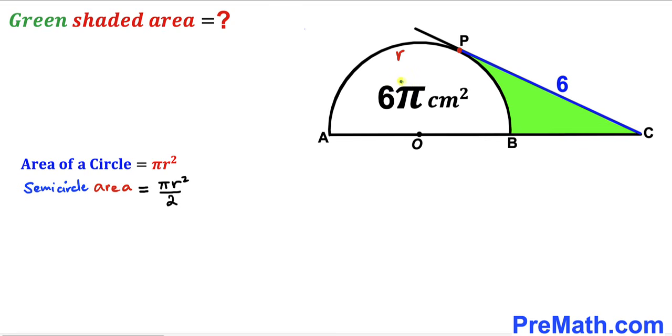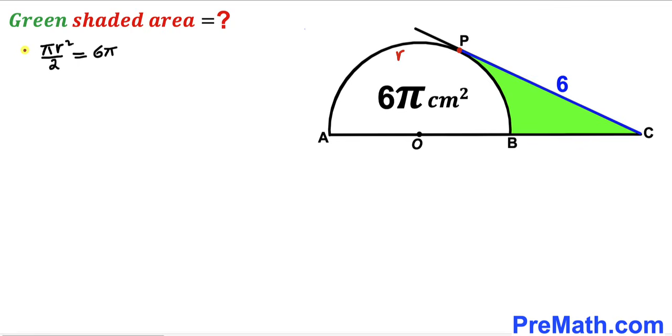The area of this semicircle has been given to us as 6 times pi. So we can write pi r square divided by 2 is going to be equal to 6 times pi. Now I am going to multiply by 2 divided by pi on both sides to isolate r square. Here pi and pi is gone, 2 and 2 is gone as well. So r square is going to be equal to 6 times 2, which is 12, on the right hand side.